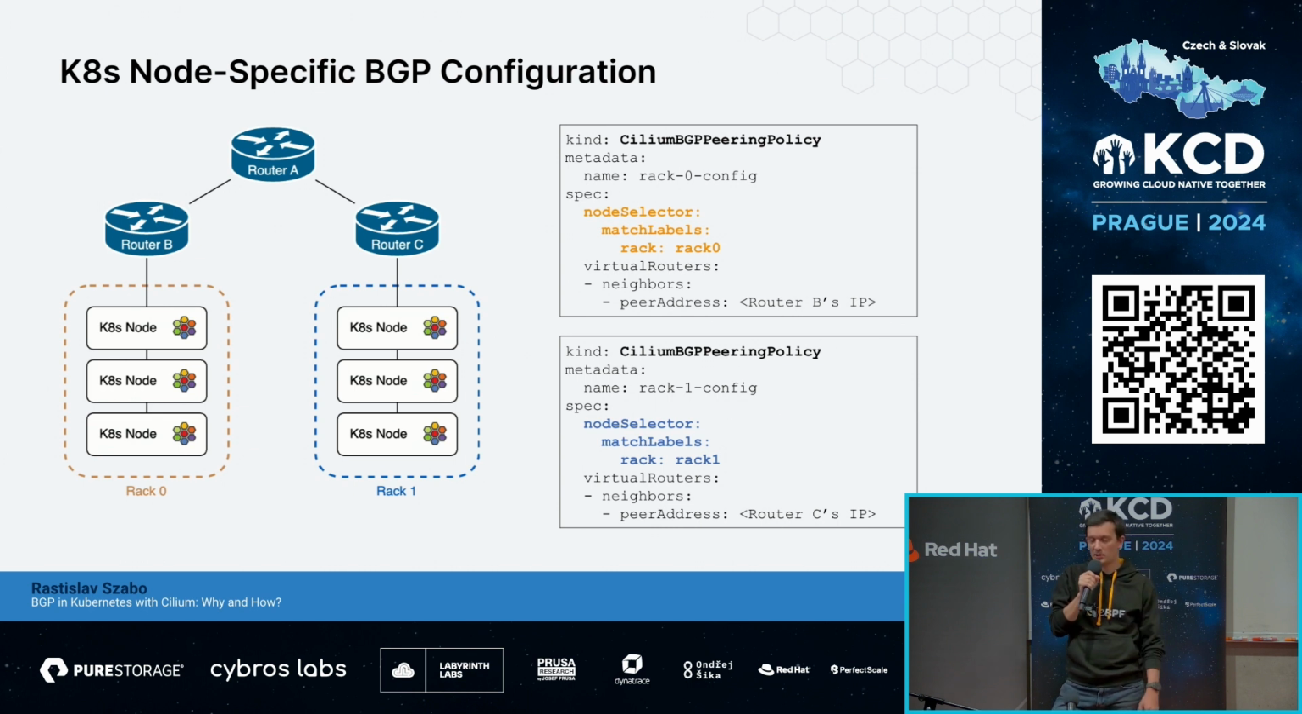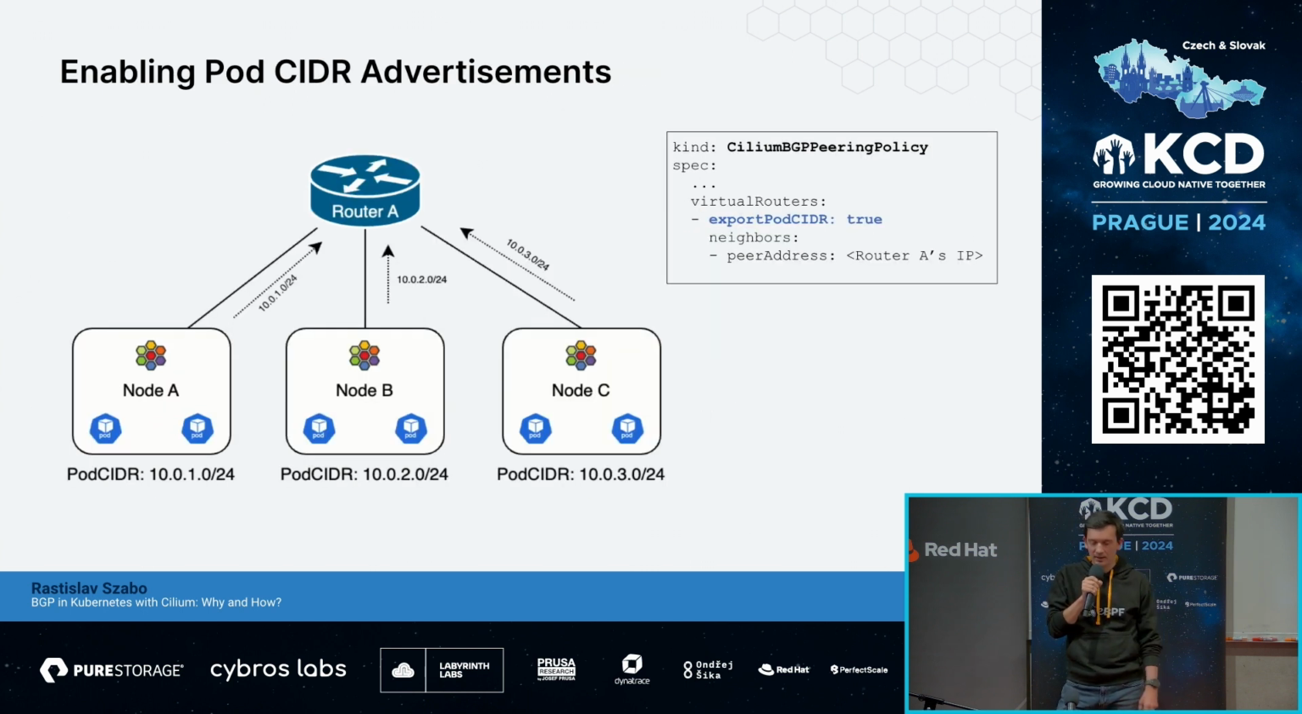So we deploy 2 Cilium BGP peering policies. One is matching the labels of the nodes in rack 0, and the other one is matching the labels of the nodes in rack 1. And inside of the BGP peering policy, you define your peering: your neighbors, addresses of your peers, and more details about the BGP peering if necessary. Once you have your peering set up, you need to configure Cilium and tell it what kind of routes it should advertise to the router. The simplest thing that you can do is turn the flag exportPodCIDR to true, and that would advertise the pod CIDRs of the nodes to the routers. On this picture to one router, but it can be multiple routers in more complex deployments.